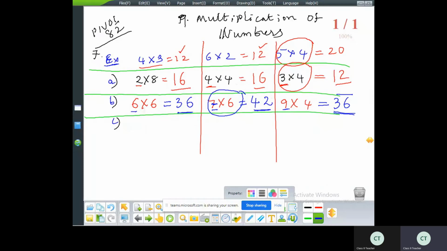Now finally, question C. Question C. 8 fives are, 8 threes are, 6 fours are.